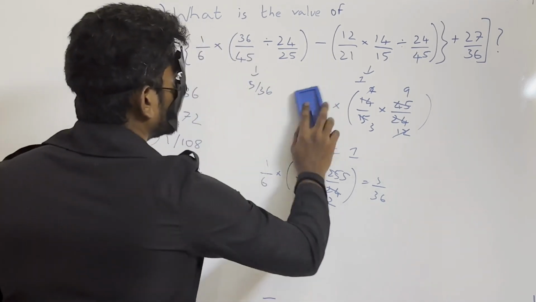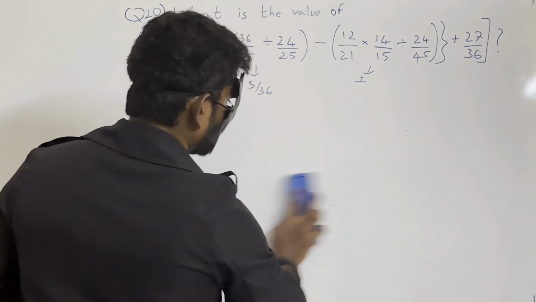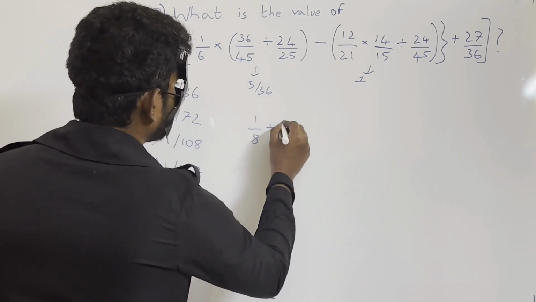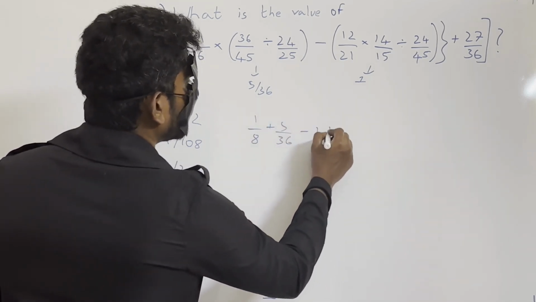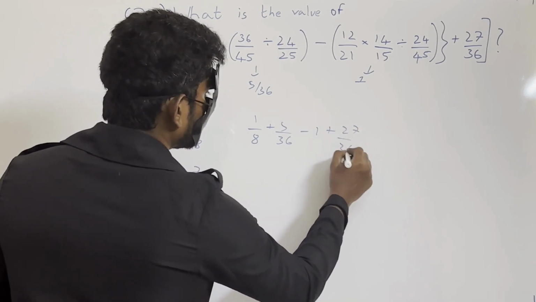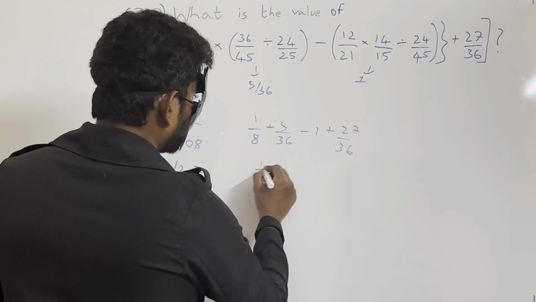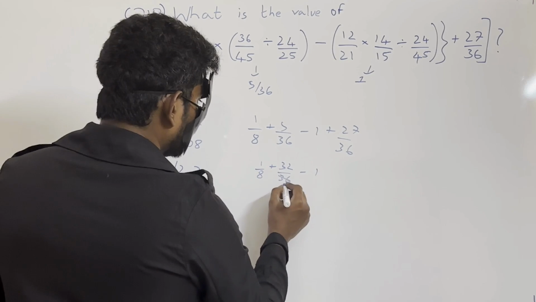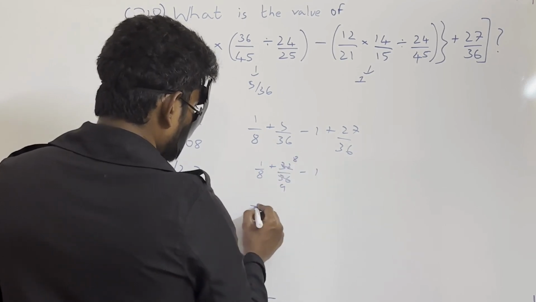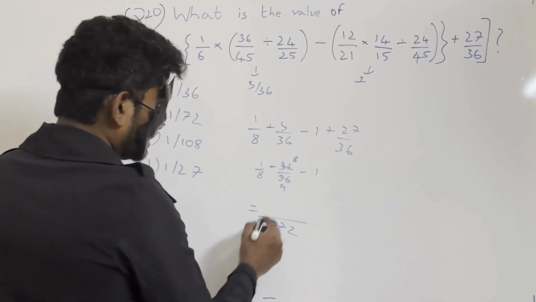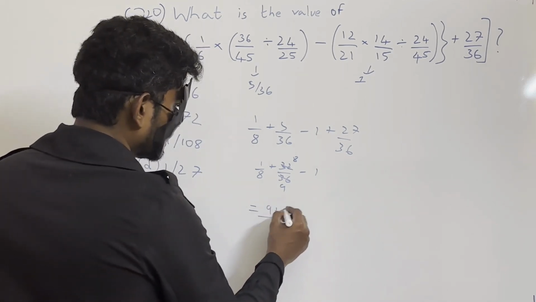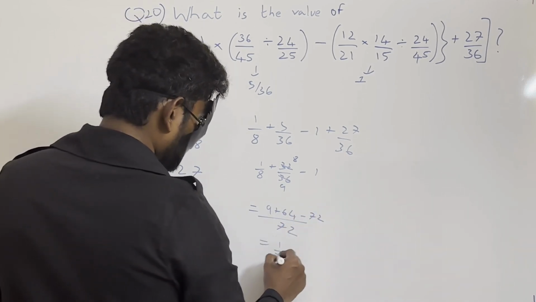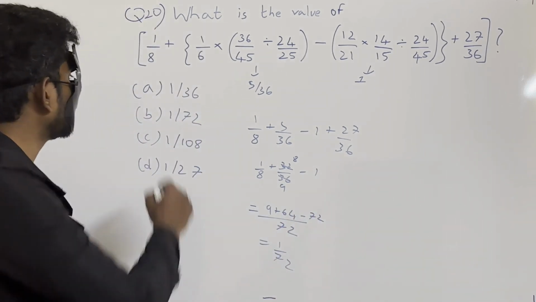So this whole thing will be nothing but 1 by 8 plus 5 by 36 minus 1 plus 27 by 36. Nothing but 1 by 8 plus 32 by 36 minus 1. 4 9s are, 4 8s are. So now take LCM, 72. 8 9s are, 9 8s are, 72. 64 minus 72, nothing but 1 by 72. So option B is right.